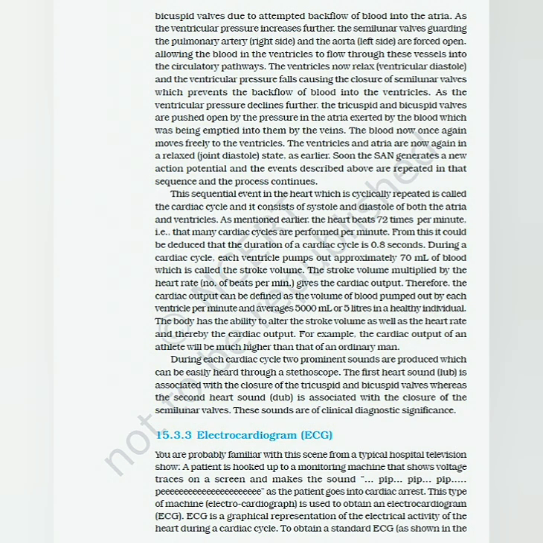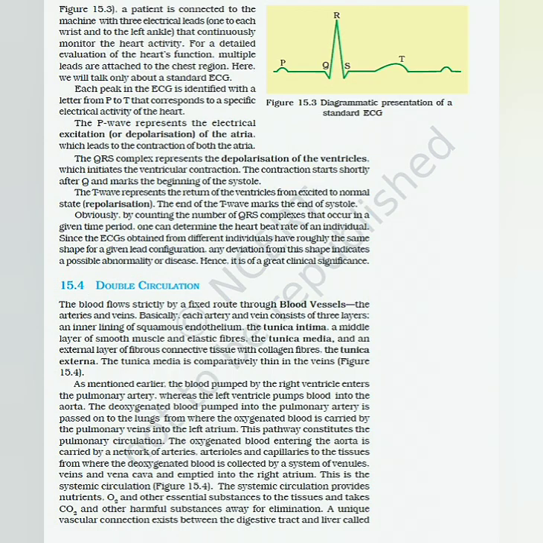To obtain a standard ECG, as shown in the figure, a patient is connected to a machine with three electrical leads, one to each wrist and one to the left ankle. They continuously monitor the heart's activities. For a detailed evaluation of the heart function, multiple leads are attached to the chest region. Here we will talk only about a standard ECG.